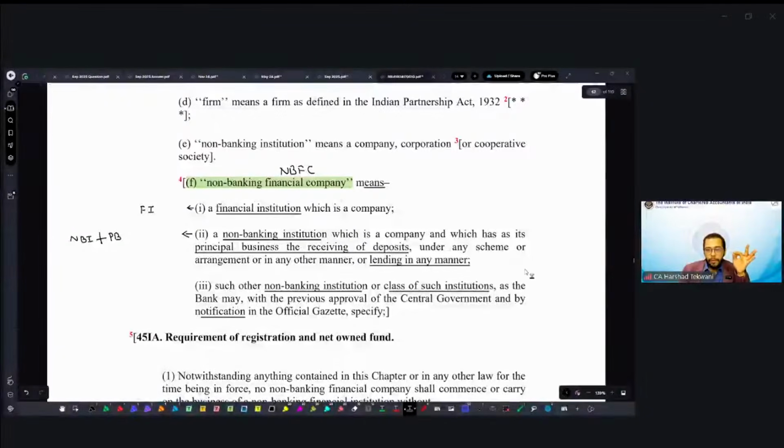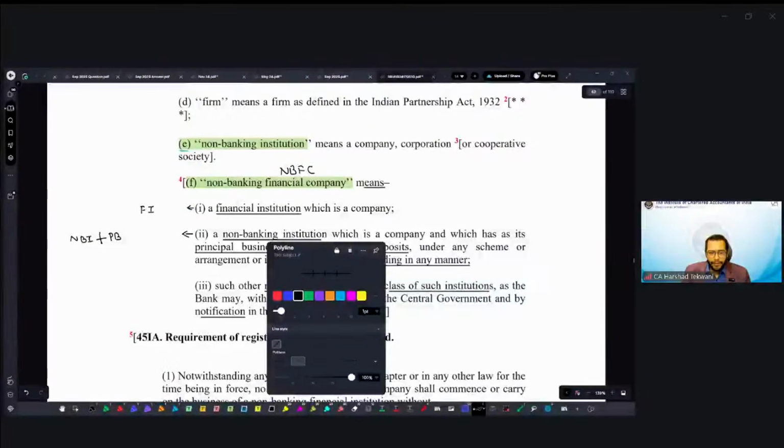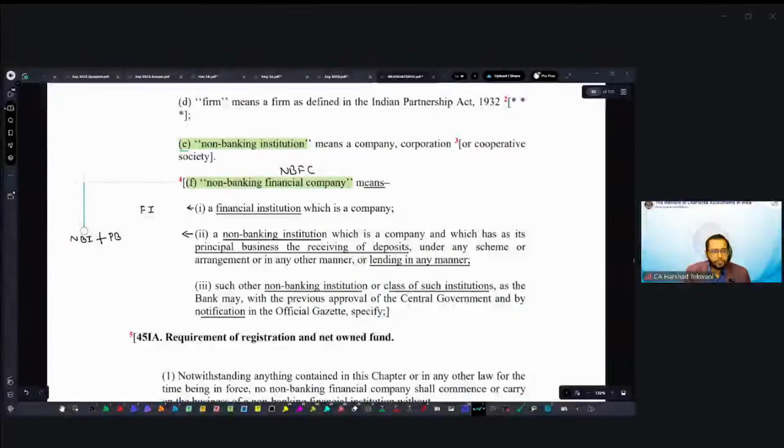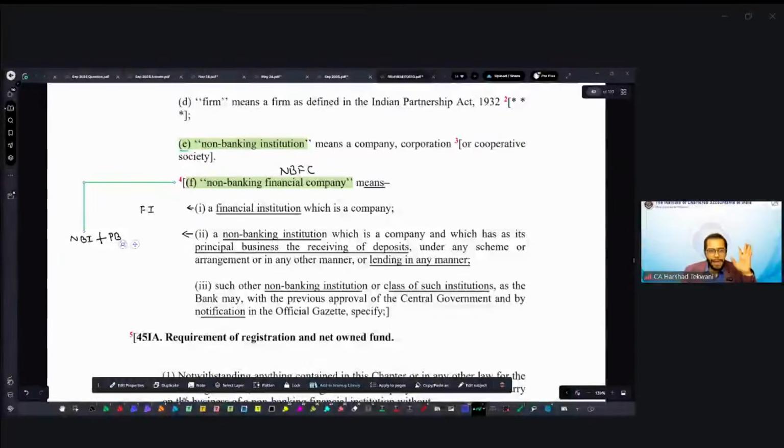Now, we need to understand what a financial institution is and what a non-banking institution is. Simple. We'll go to the non-banking institution first. It is defined just here, 45I subsection E, non-banking institution, NBI. I'll provide a reference to the NBI from here.